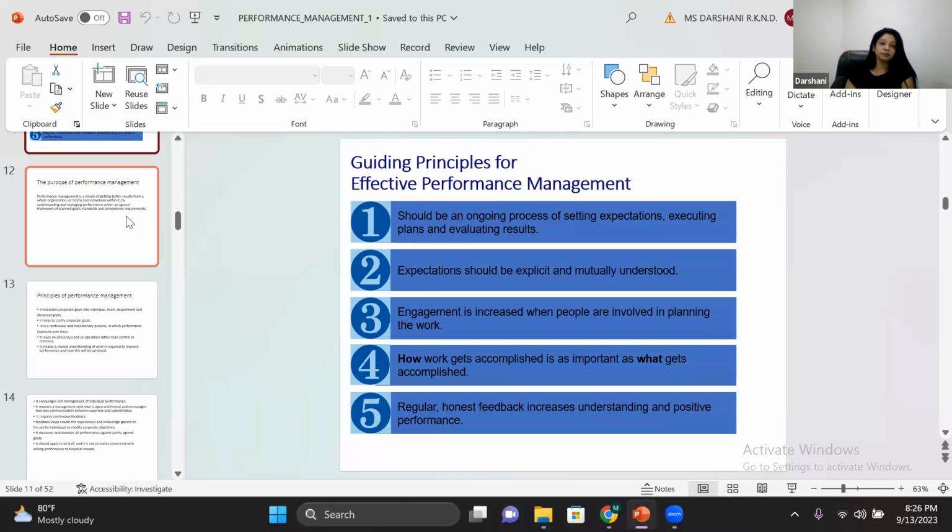So the fifth one is what? Regular, honest feedback increases understanding and positive performance. Now, whose feedback? Most of the times, the evaluators' feedback. Evaluators are most of the times the management. So they should give very regular and honest feedback.